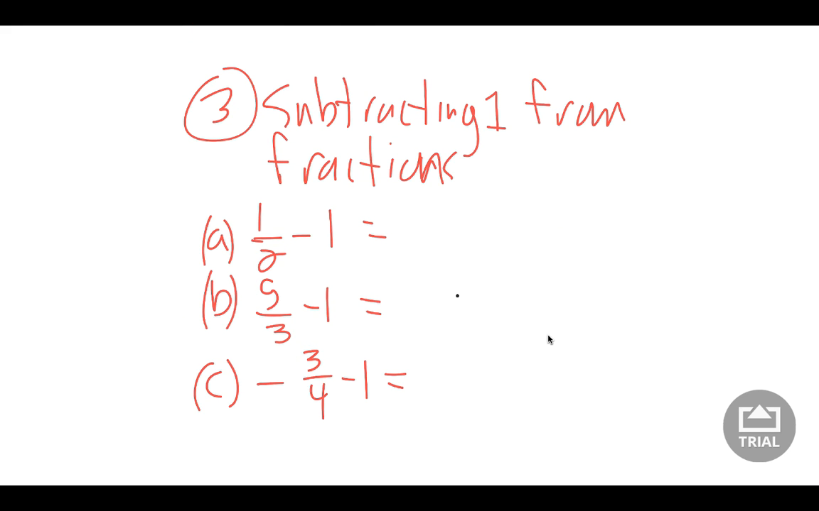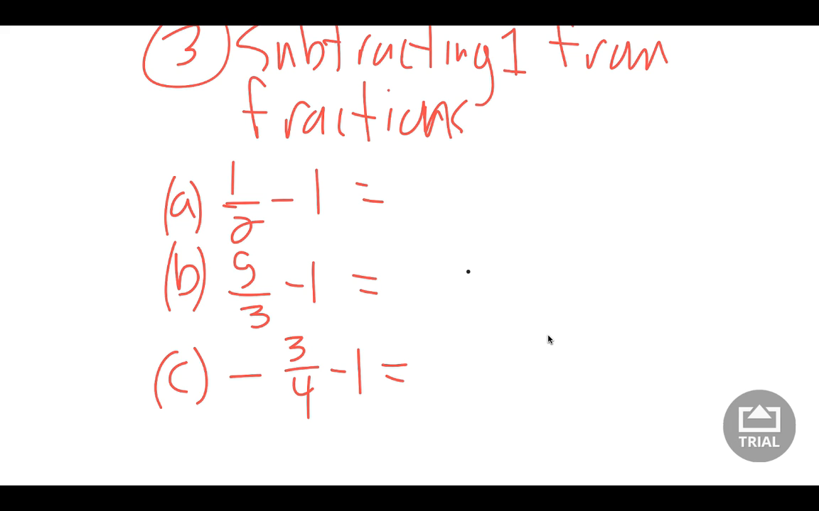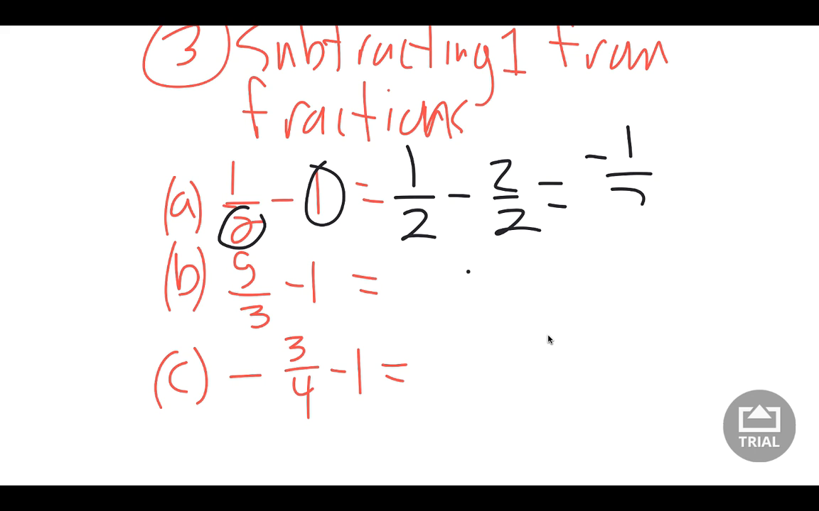Okay, subtracting 1 from fractions. I know this seems like, why would I be doing this? Well, you know, in the power rule, you always reduce the fraction or the exponent by 1. So the way I do this is I always look at that 1, and then I look at my denominator over here, and I represent it in the same denominator. So 1 over 2 minus 1 is 1 over 2 minus 2. 1 minus 2 is negative 1 over 2.